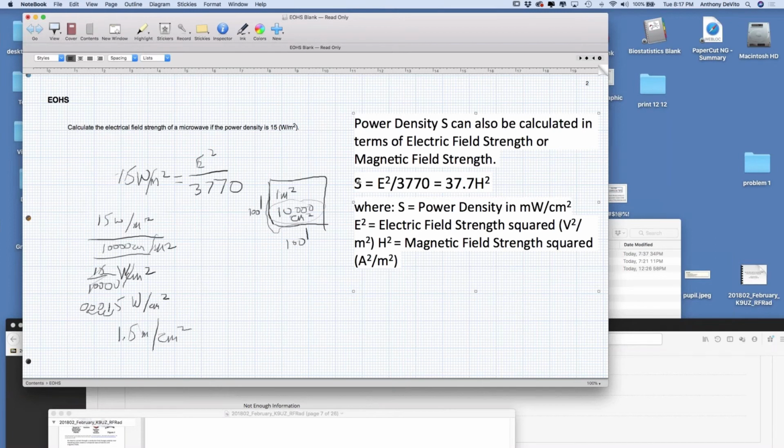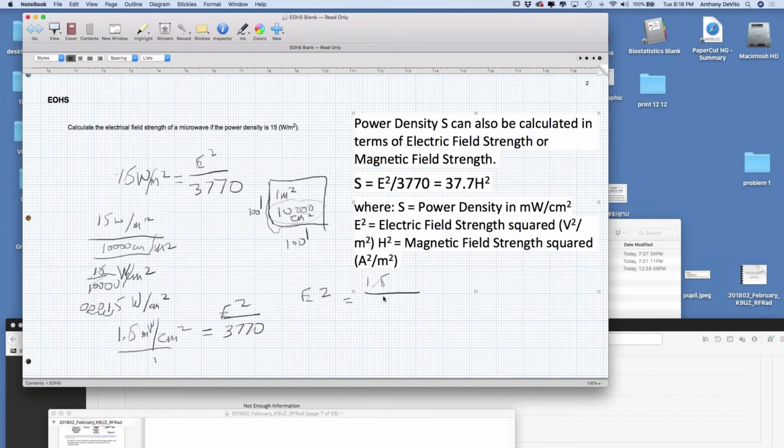So now at this point, we finally have our power density in the units that we needed. So that's going to be equal to E squared, the field strength squared, over 3770. Field strength is going to be volts per meter, okay, but E squared is volts squared per meter squared. Hence, when we take the square root, it'll work that out for us. So cross multiply. So E squared is equal to 1.5. I'll drop the units for the moment, milliwatts over square centimeter.